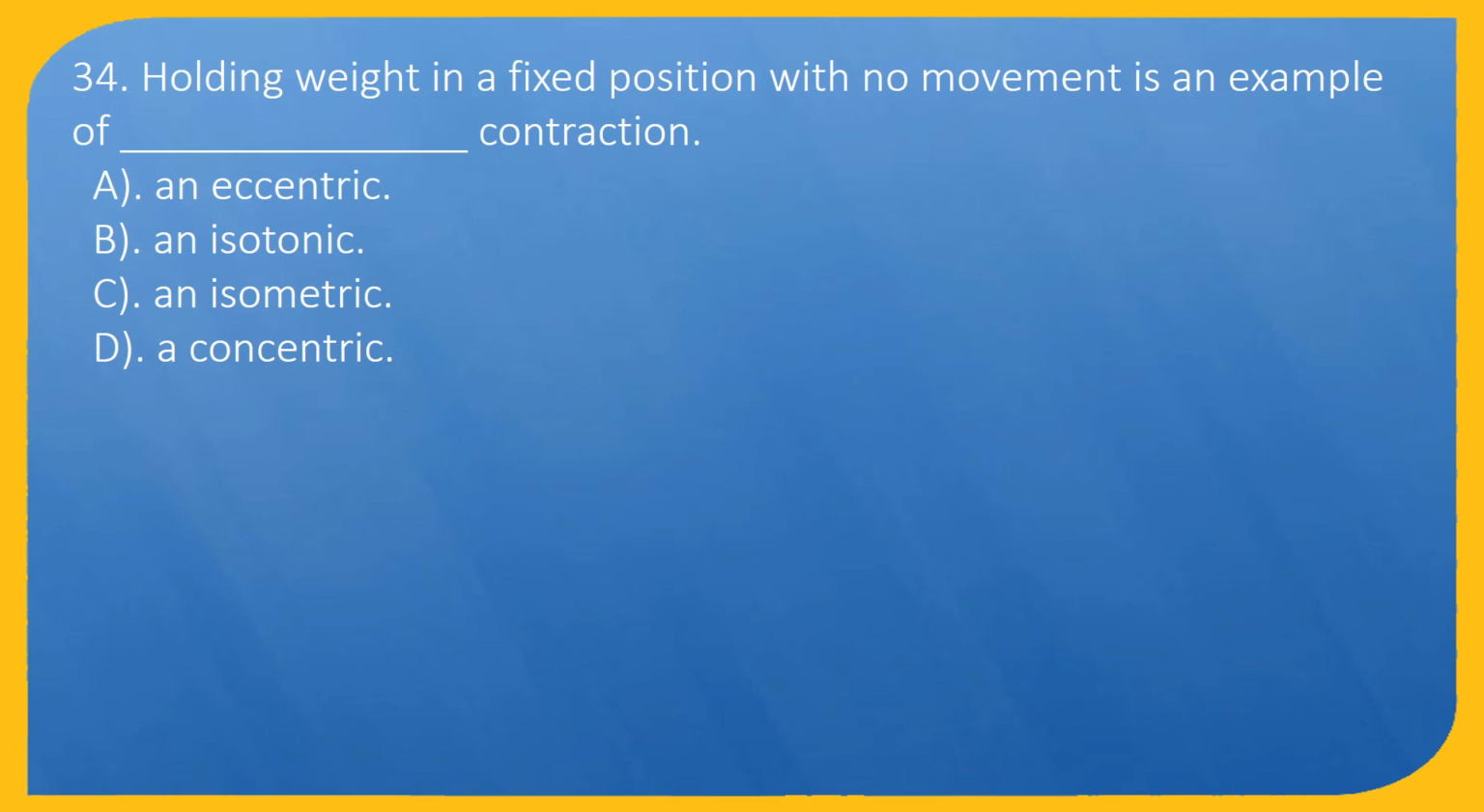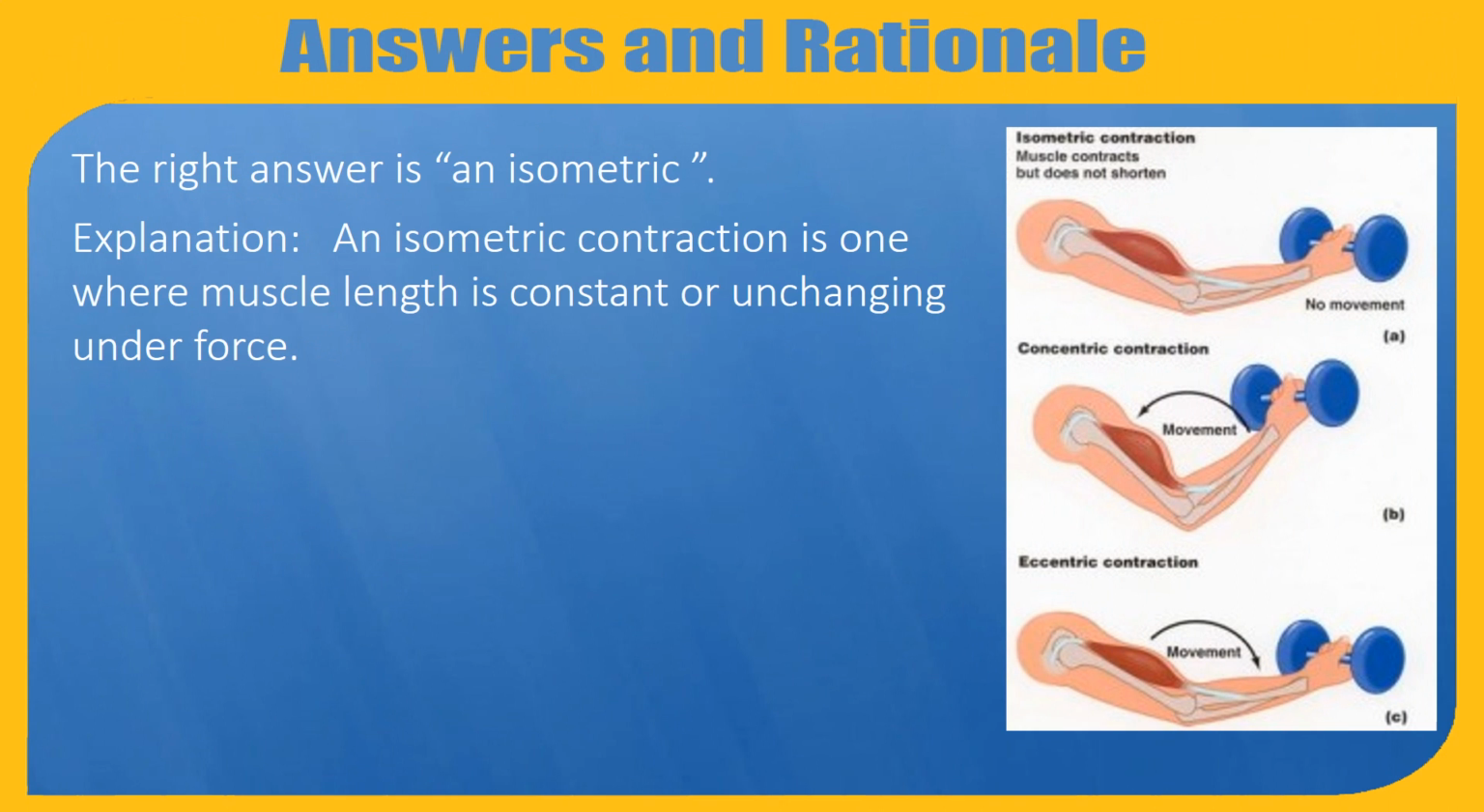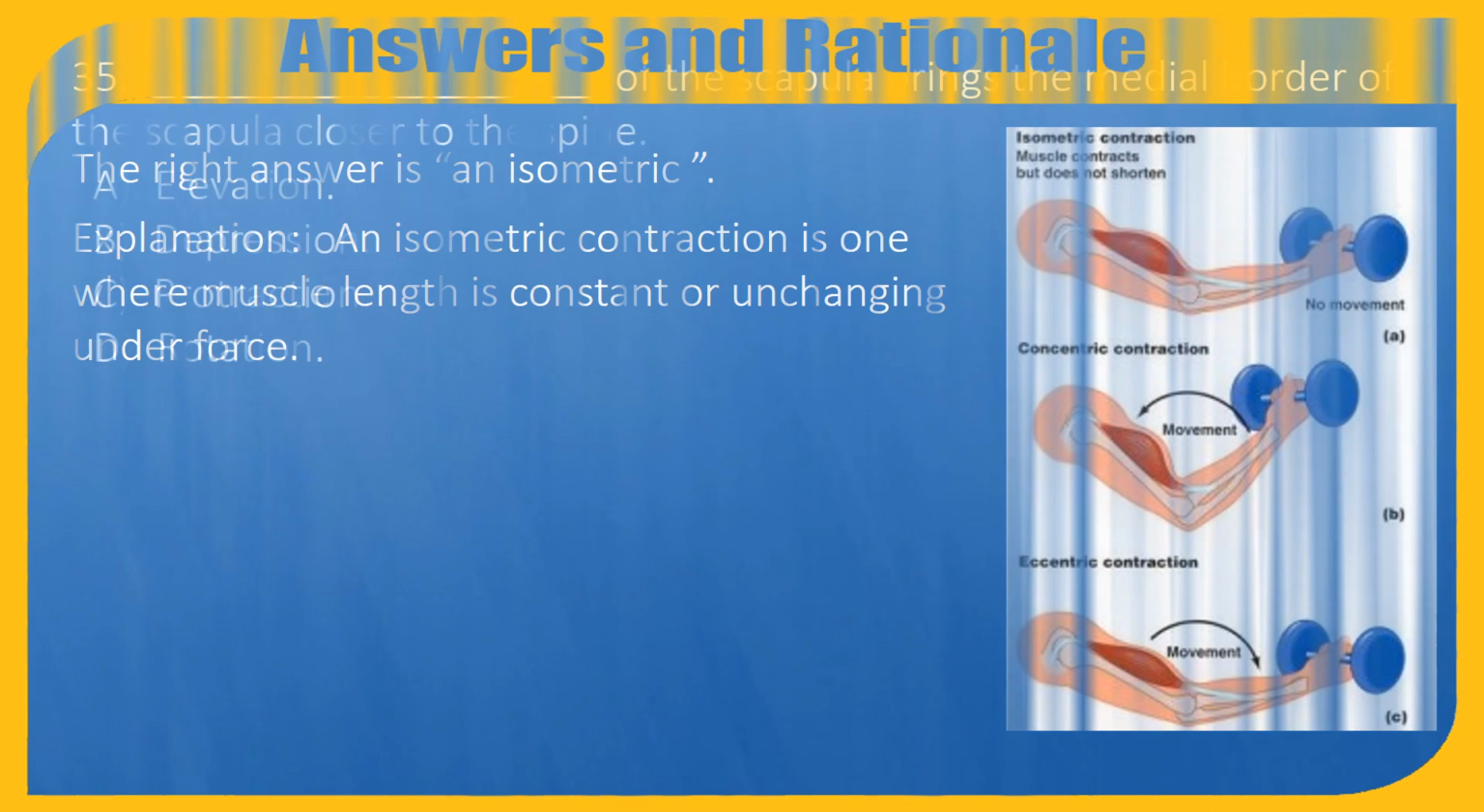Question 34. Holding weight in a fixed position with no movement is an example of underscore contraction. A. An eccentric. B. An isotonic. C. An isometric. D. A concentric. The right answer is an isometric. Explanation: an isometric contraction is one where muscle length is constant or unchanging under force.